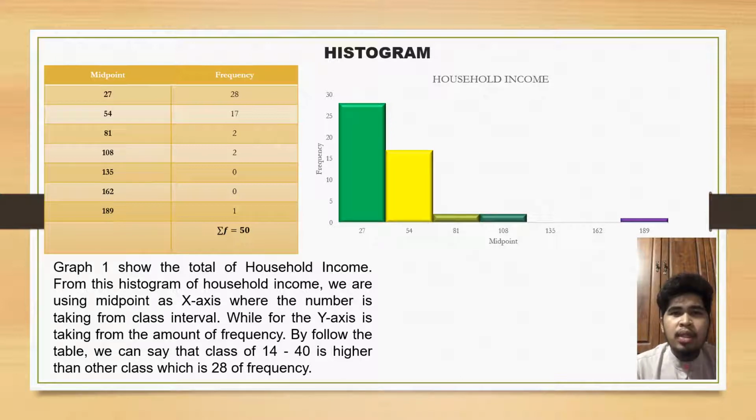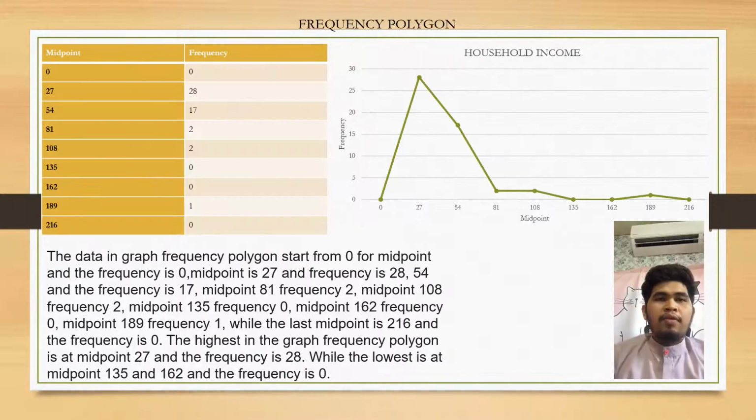Graph 1 shows the total of household income. From this histogram of household income, we are using the midpoint as the x-axis, where the number is taken from the class interval, while the y-axis is taken from the amount of frequency. By following the table, we can say that the class of 14 to 40 is higher than the other classes, with a frequency of 28. The second graph is the frequency polygon.